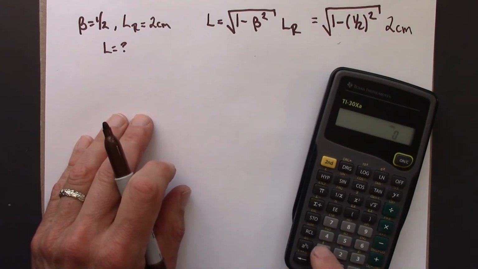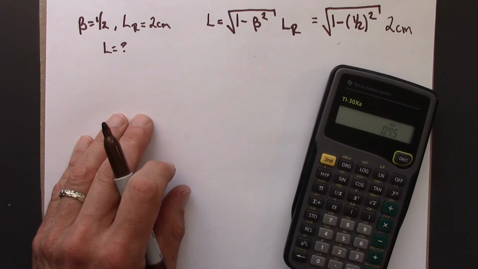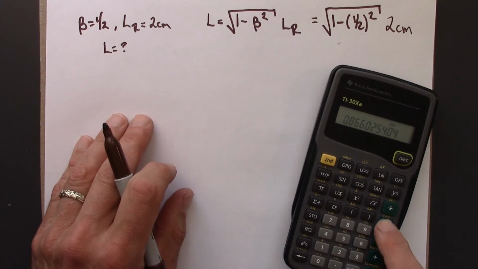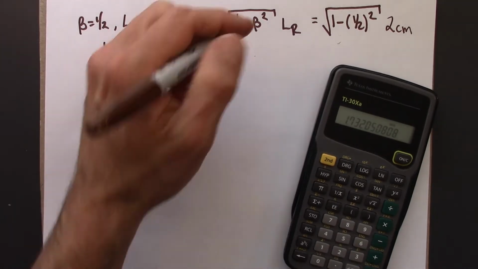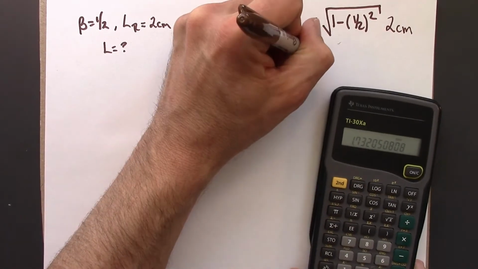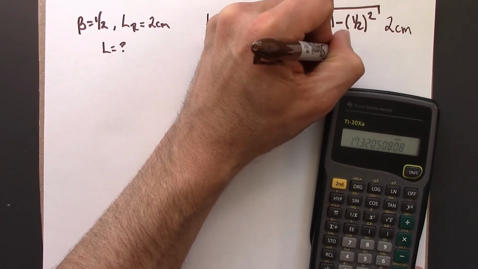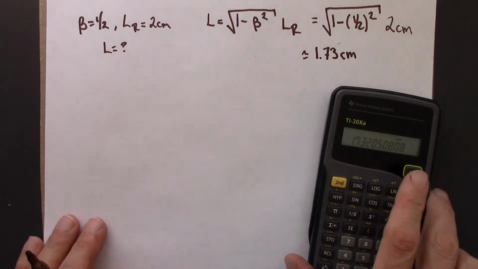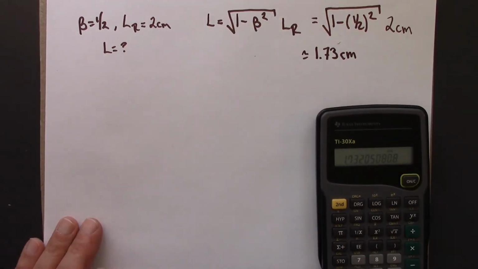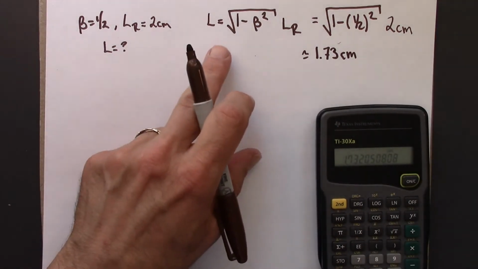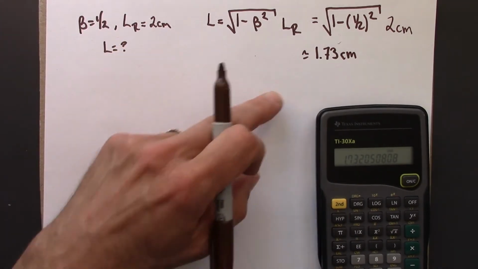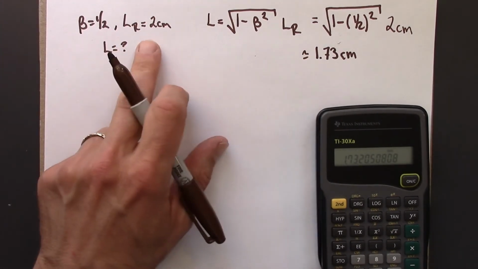So let's see, 1 minus 0.5 squared equals 0.75, square root that, 0.867, multiply by 2, and I get approximately 1.73 centimeters. So in the moving frame, Beowulf sees the chopsticks as being 1.73 centimeters, not 2 centimeters.